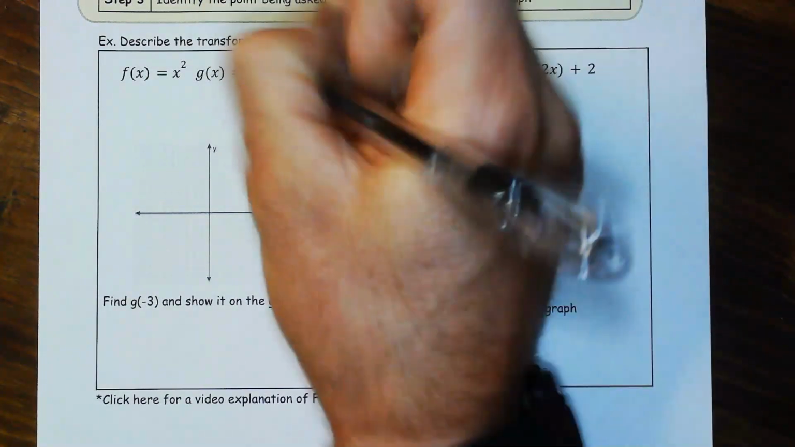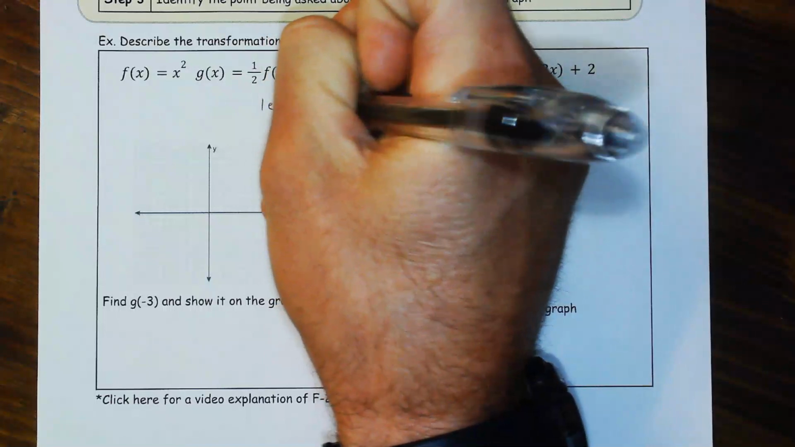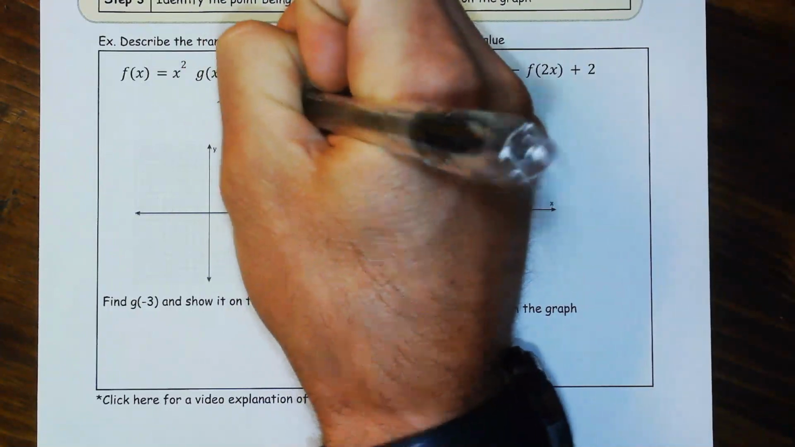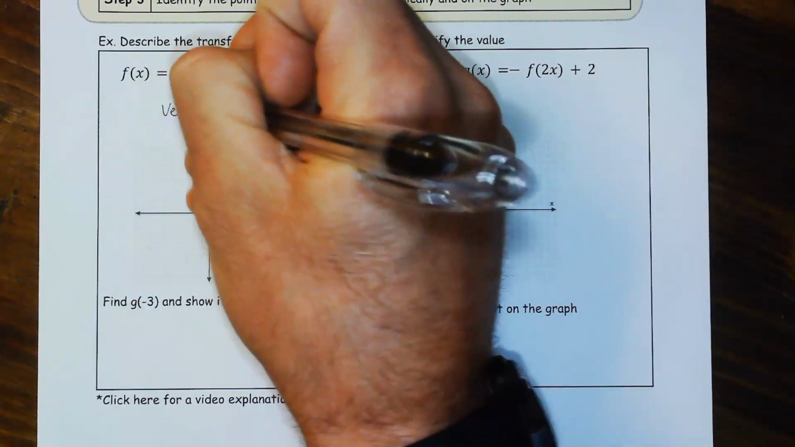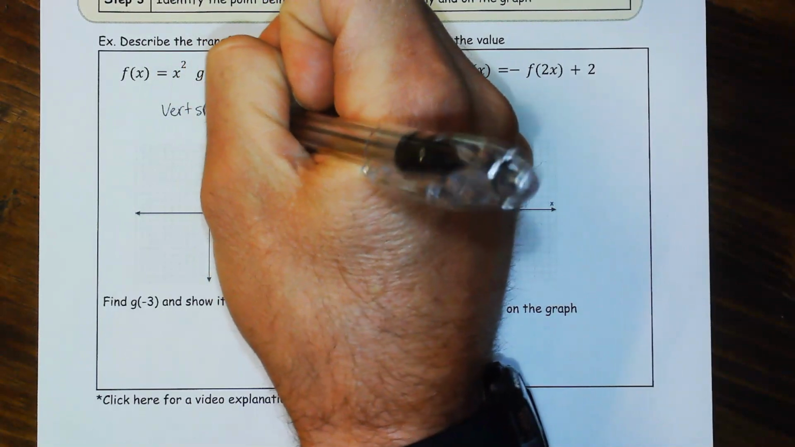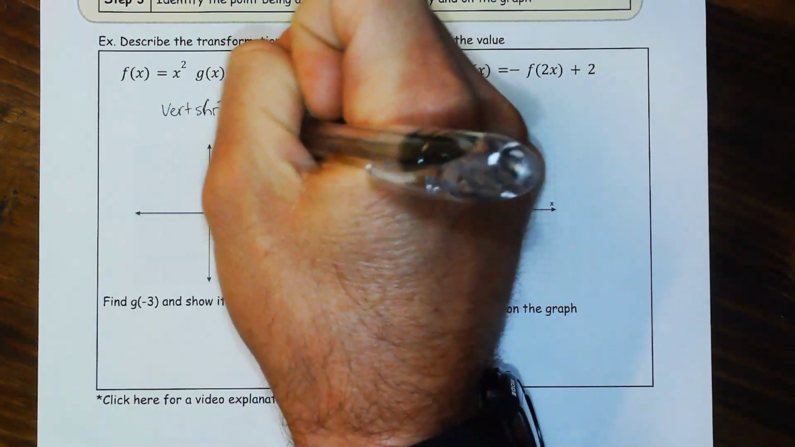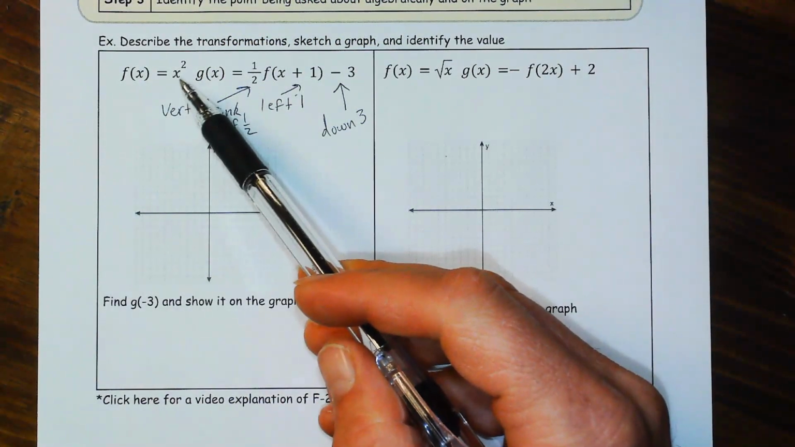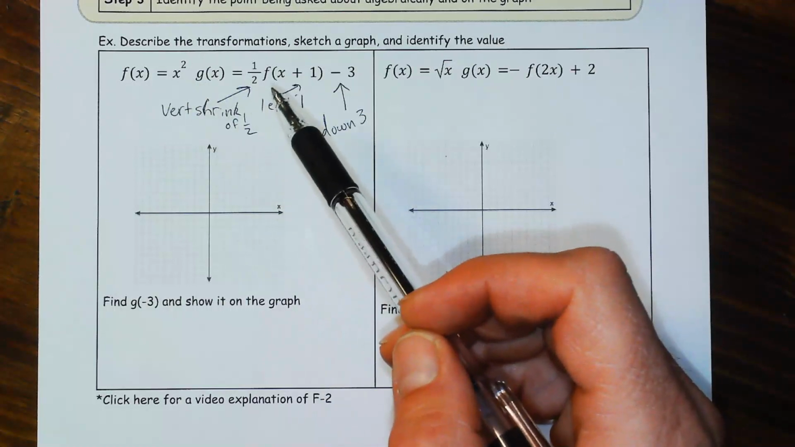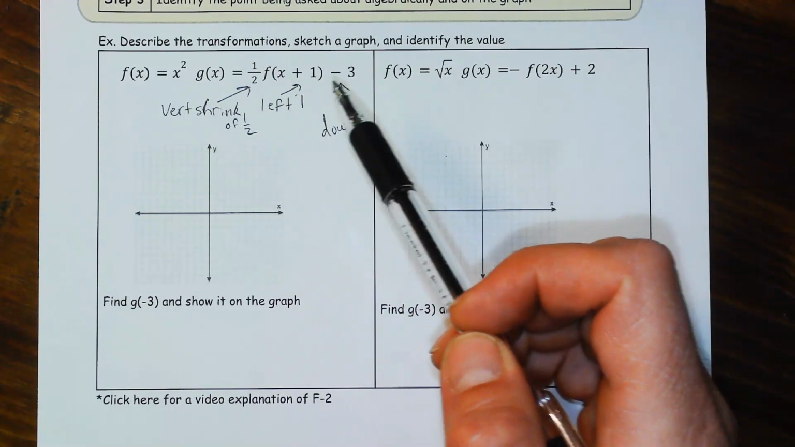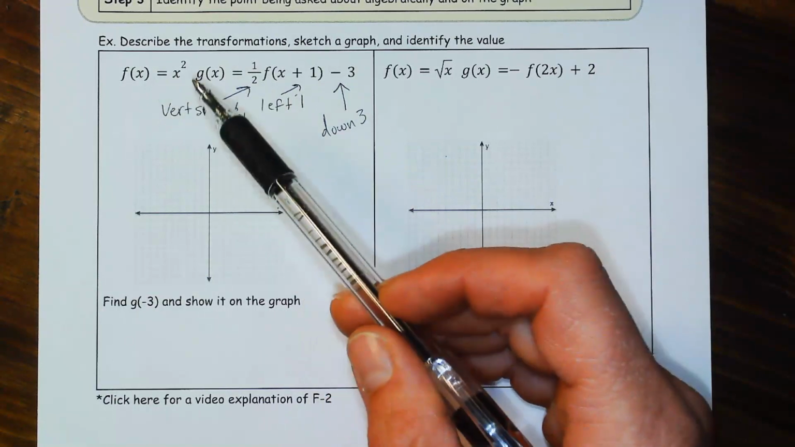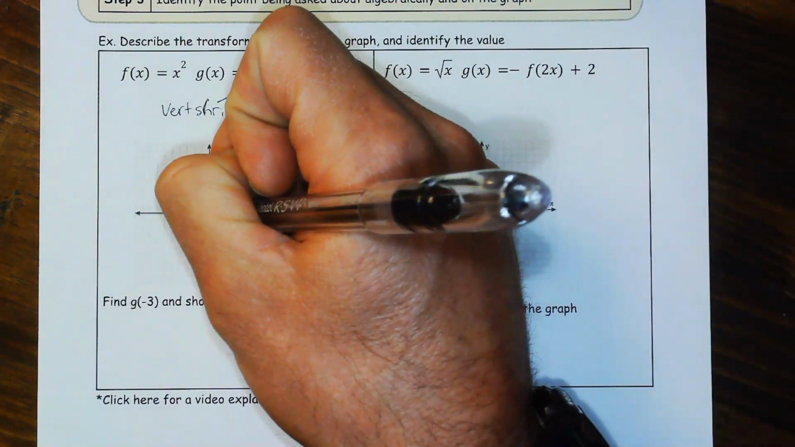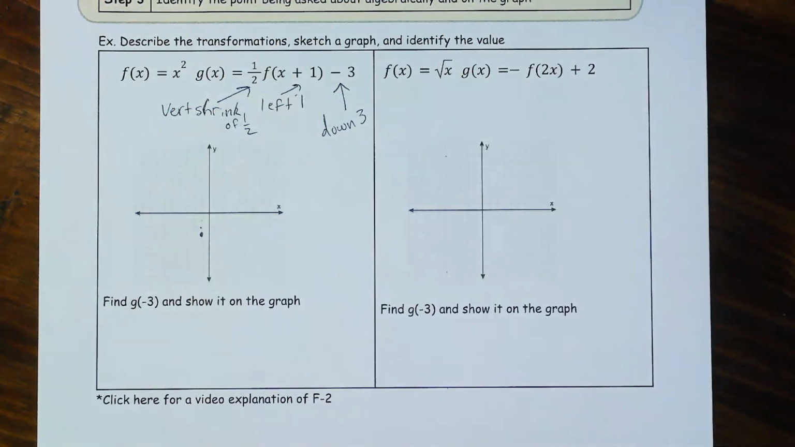So I know that my transformations are going to be left 1, down 3, and then vertical shrink of 1/2. Okay, and it's going to give me a parabola. So essentially, what this is saying is you have all these transformations of this original parent function. That's why we call it a parent function. So my vertex is going to go left 1, down 1, 2, 3. I'm going to put that on there.